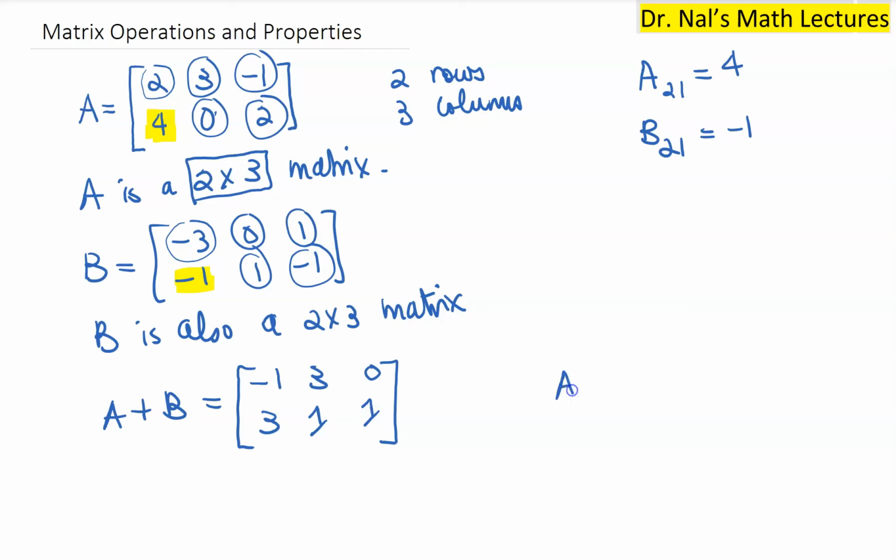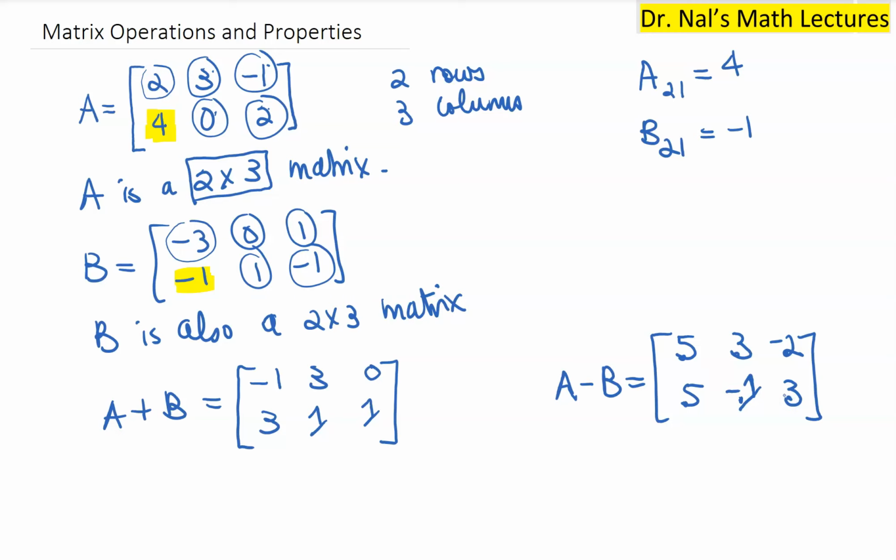In a similar way, we can calculate their difference pretty much the same way, component wise. So the difference will also be a 2 by 3 matrix, but this time we will subtract the entries component wise. So 2 minus -3, so that's just 2 plus 3, which is just a 5. 3 minus 0 is just a 3. -1 minus 1 is -2. 4 minus -1 is a 5. 0 minus 1 is a -1. And finally, 2 minus -1 is a 3. That's it. That's the difference of these 2 matrices.